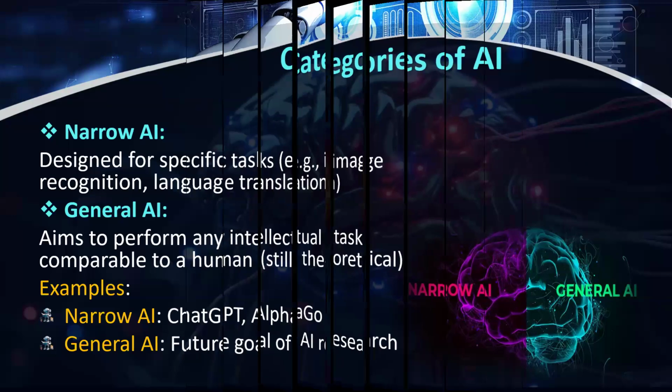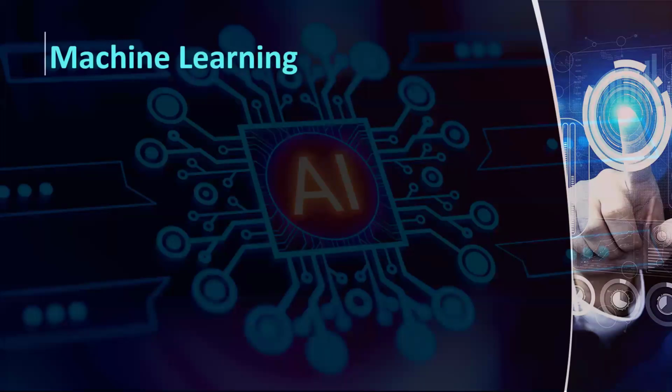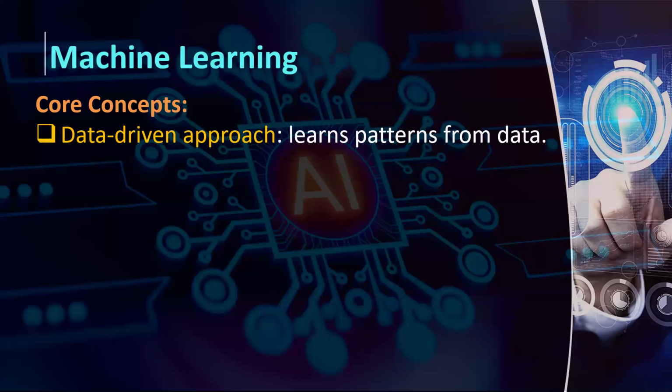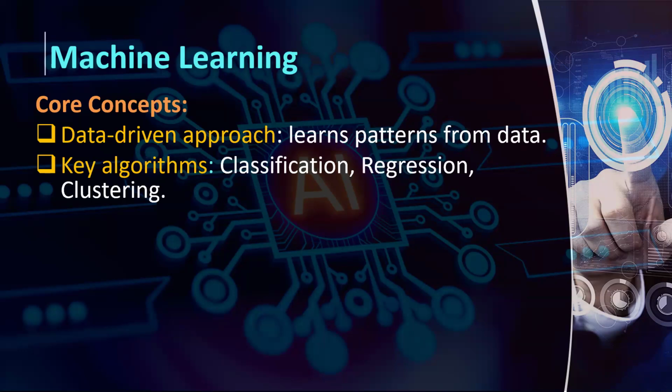Cool. That said, then we have machine learning. What's machine learning? Basically, it's a data-driven approach where you train computers to learn from data patterns. Now, some of the key algorithms of machine learning include classification. Classification is basically categorizing or identifying items or objects by labeling.